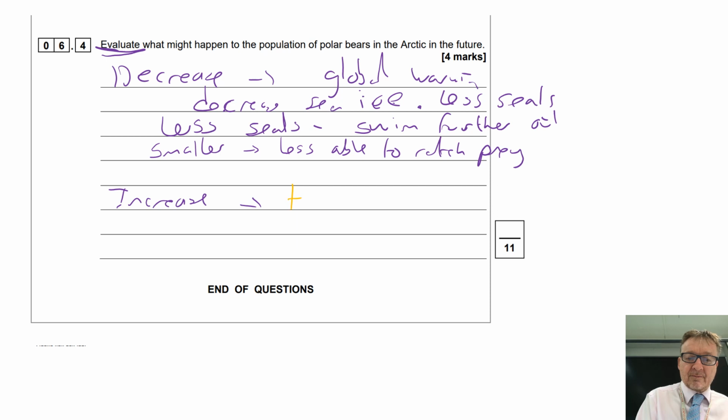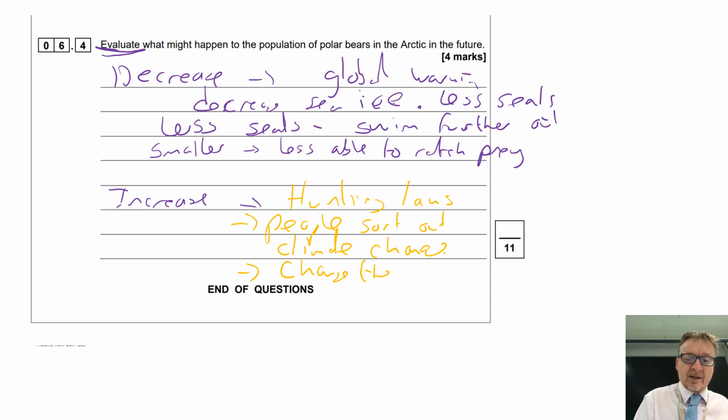Population could increase because hunting laws have changed. So that means if we're not, as stupid humans, hunting polar bears, then the numbers may well increase. Humans again, sort out climate change. Polar bears could also change their hunting habits. So what I mean by that is, rather than hunting seals, they might start hunting other things like bins and things like that, in local human populations. So they could change the way that they actually hunt.